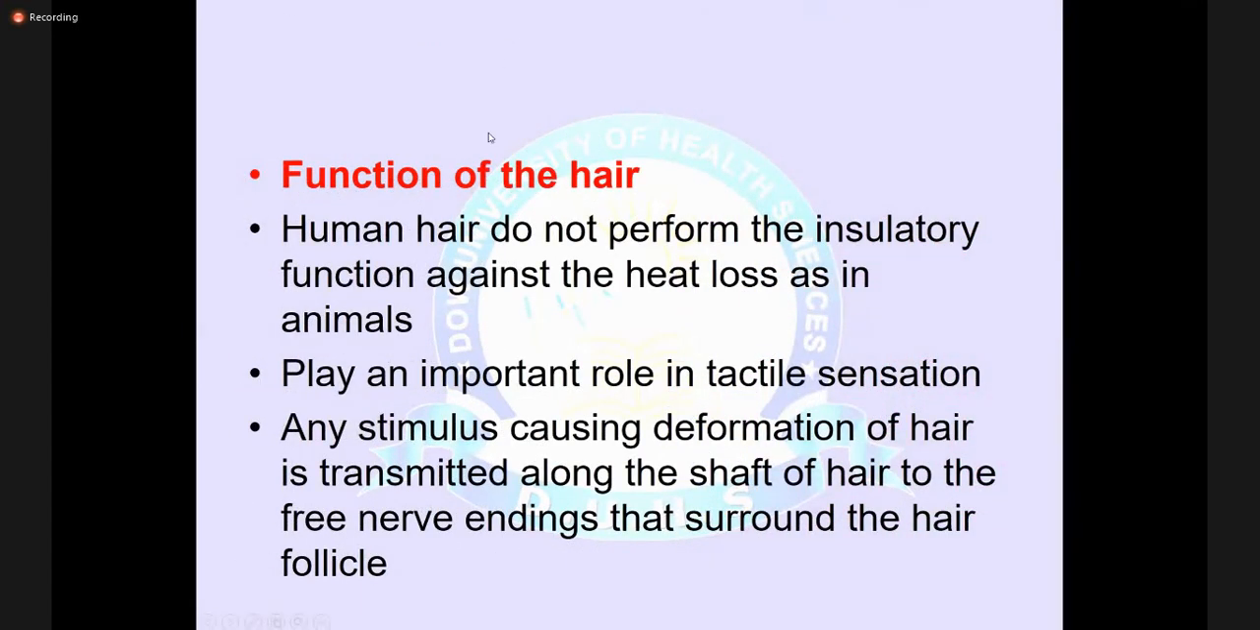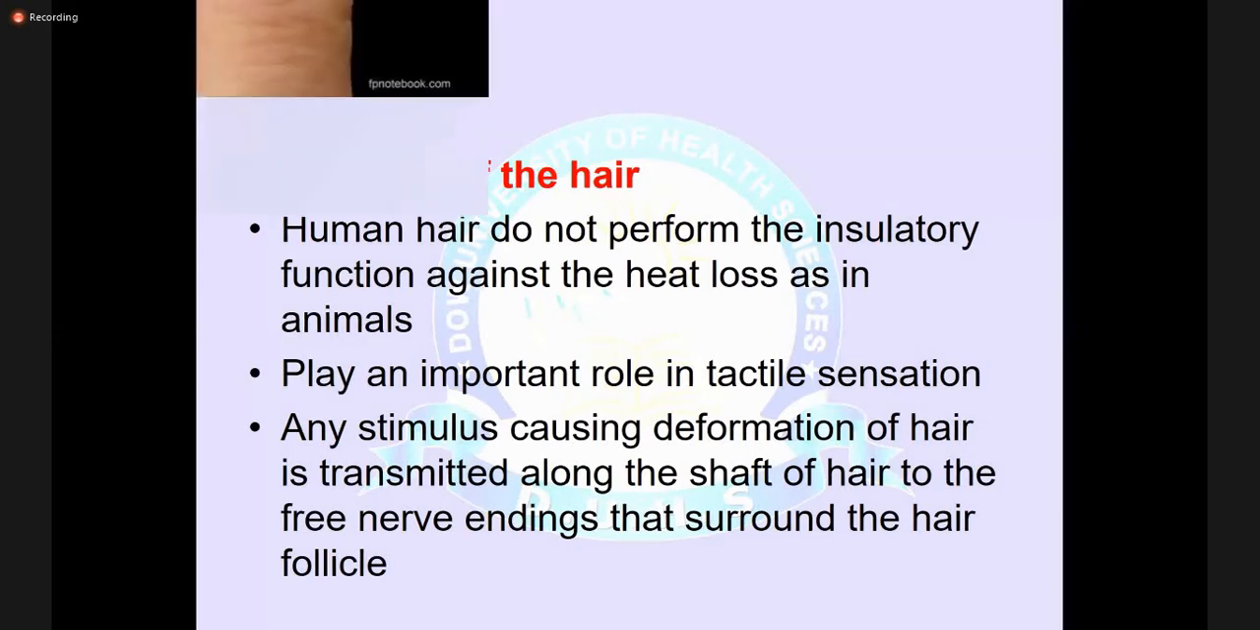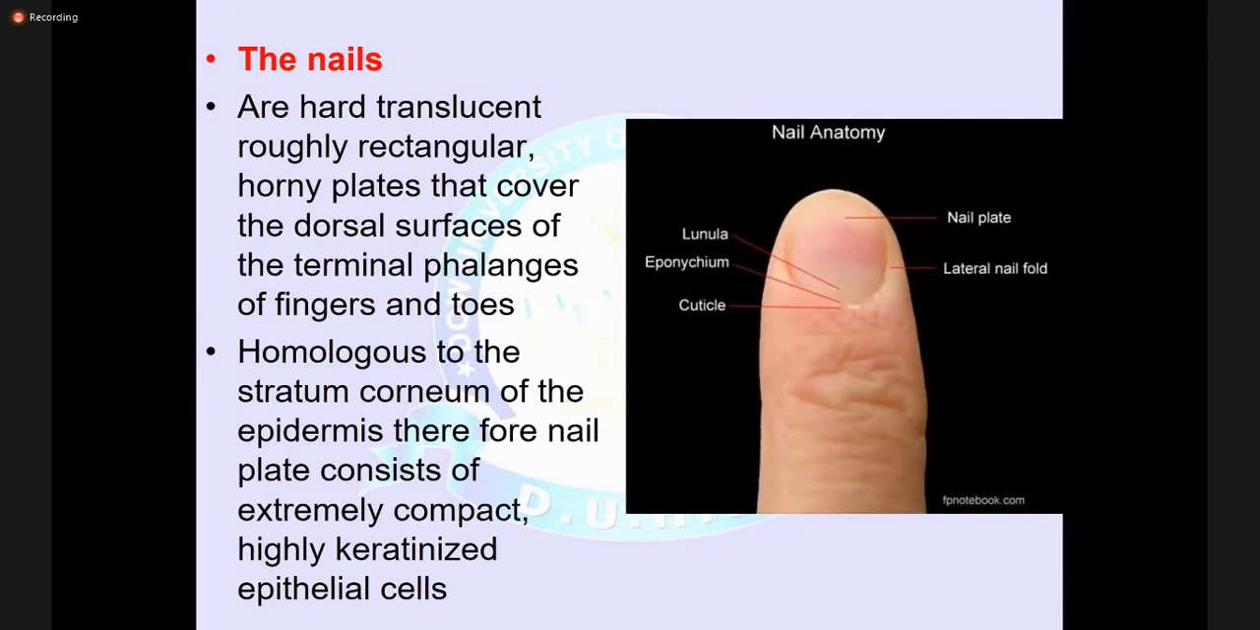Function of the hair, they are very easy. Everyone is aware of the function of the hairs. They do not perform the insulatory function in case of human as is the case with animals. They play an important role in tactile sensation. Any stimulus that causes the deformation of the hair is transmitted along the shaft of the hair to the nerve endings that are surrounding the hair follicle, and is perceived as a stimulus, and the hairs are going to be stretched.